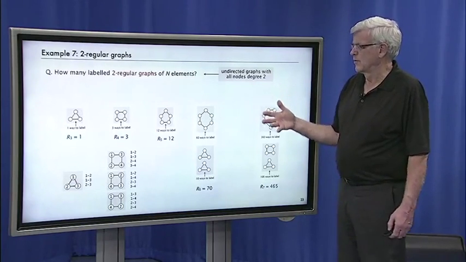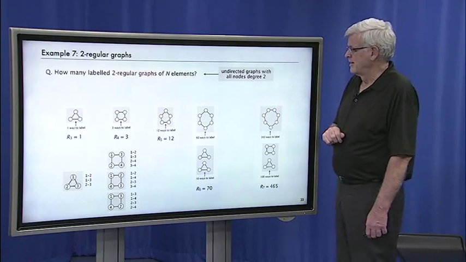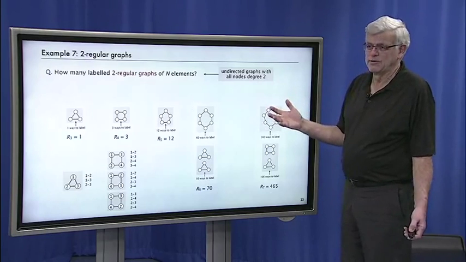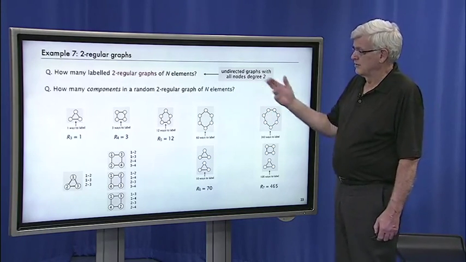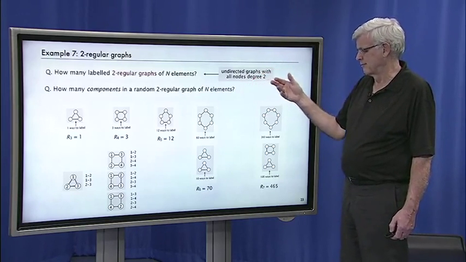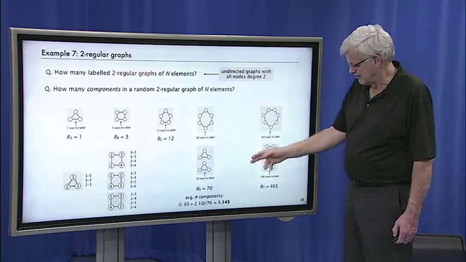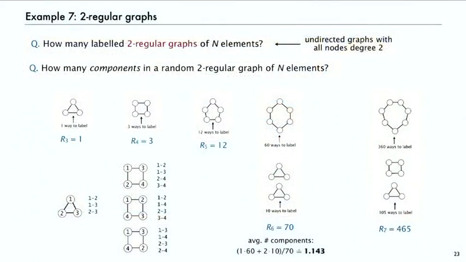And so you could work with elementary methods to try and count these. But with analytic combinatorics, it's actually quite easy. You also might want to know the number of components in a random 2 regular graph. So for this one, there's 1 component for 60 of them, and there's 2 components for 10 of them, so that's an average of 1.143. And for this, it's 1.226.